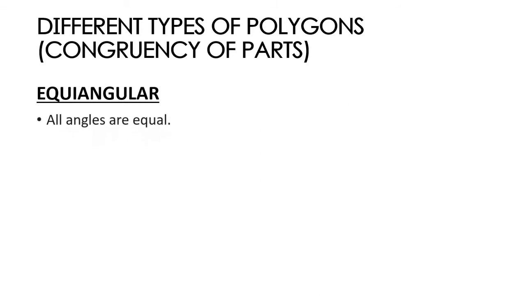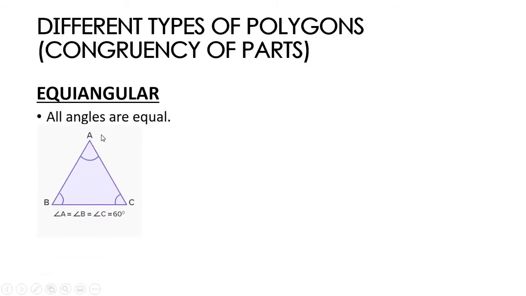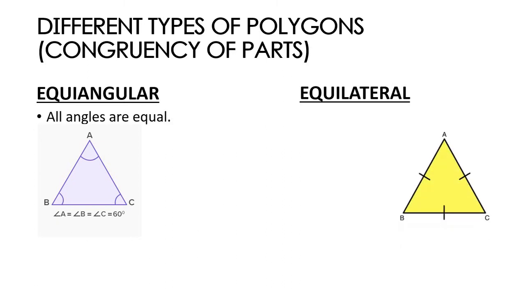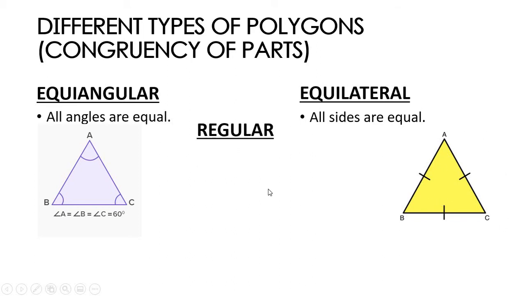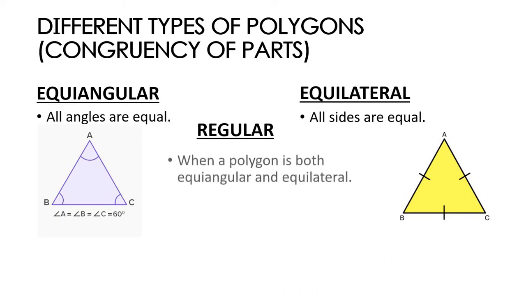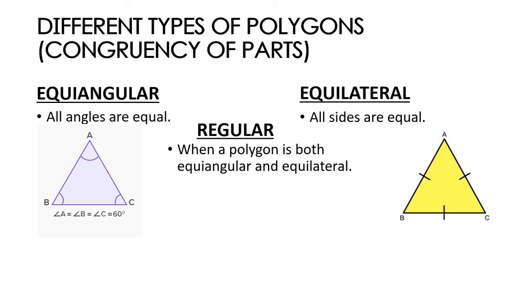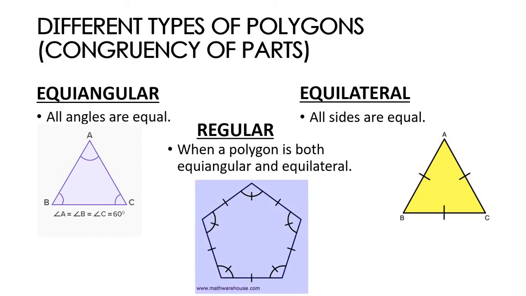We have different types of polygons based on the congruency of parts. First, we have the equiangular when all angles are equal. This is an illustration of an equiangular triangle. We also have what we call the equilateral, which means all sides are equal. Ayan. An equilateral triangle. And we also have what we call the regular polygons, when a polygon is both equiangular and equilateral. Okay? Meaning all sides are equal and all angles are equal. Like this illustration.